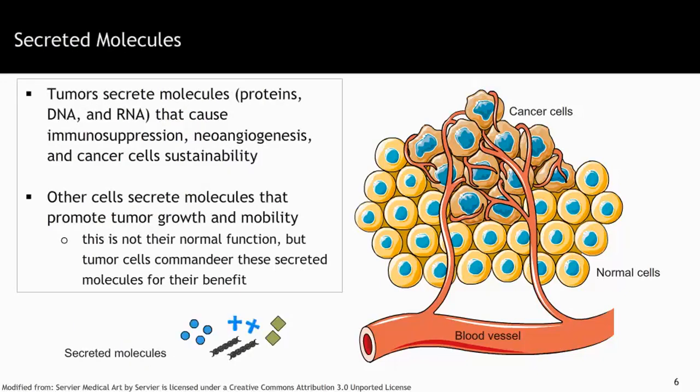Most cells secrete molecules in some form or another. Tumors typically secrete more than the normal cell due to an overproduction of various molecules. Some of these secreted molecules cause immunosuppression, which would allow abnormal tumor cells to evade immune surveillance, which is a hallmark of cancer. We've also talked about how tumors cause neoangiogenesis through secreted factors. Other cells also secrete molecules that can promote tumor growth and mobility, even if that was not their intended purpose. Tumor cells have a way of using secreted molecules intended for something else for their own purposes of dividing or metastasizing.